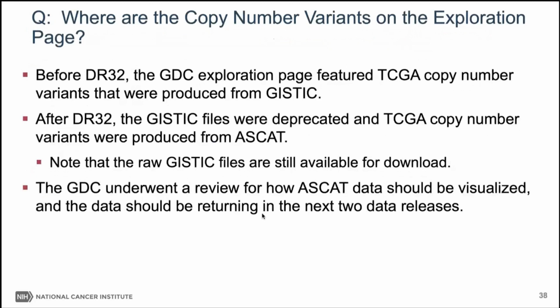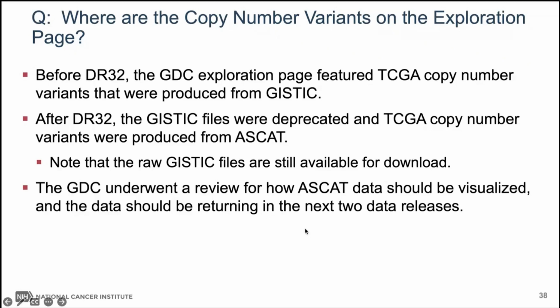I know we're running a little short on time, but where are the copy number variants on the exploration page? Before data release 32, which is the GenCode upgrade, the exploration page featured TCGA copy number variants that were produced from GISTIC. After this data release, the GISTIC files were deprecated, and now those same variants are produced using the ASCAT pipeline. Note that the raw GISTIC files are still available for download. If you have the UUIDs, you can, and I'll show you how to get the manifest for that later.